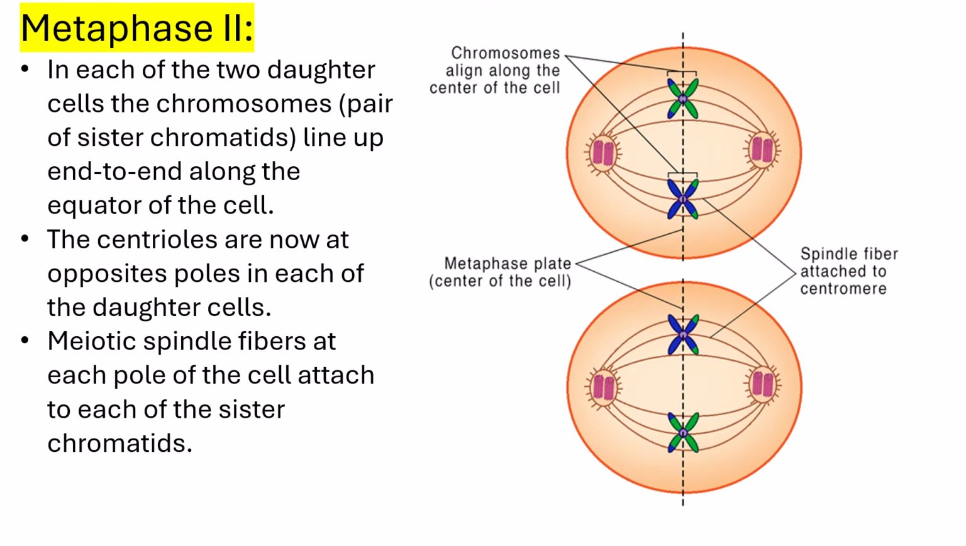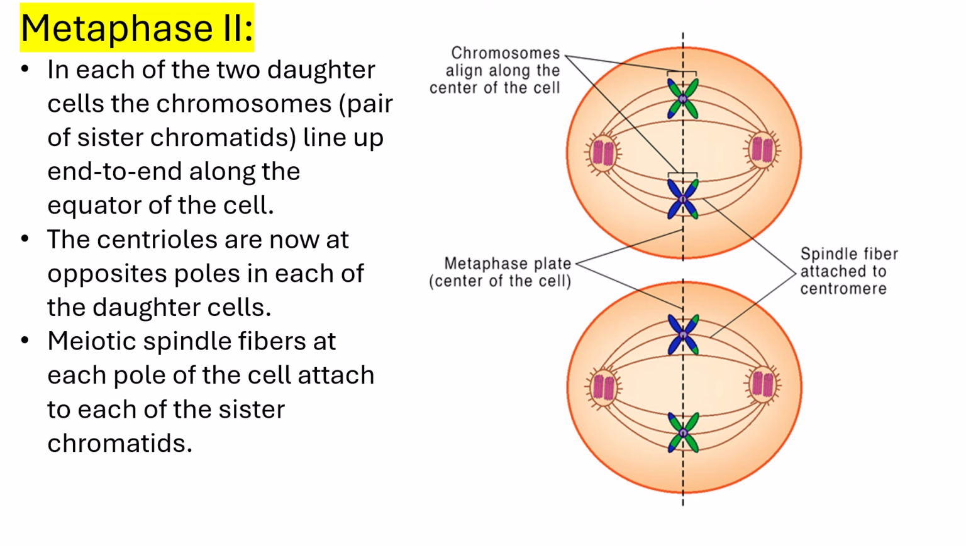Metaphase II. In each of the two daughter cells, the pairs of sister chromatids line up end to end along the equator of the cell. So in Metaphase II, they're going to line up. The centrioles are now at the opposite poles in each of the daughter cells.